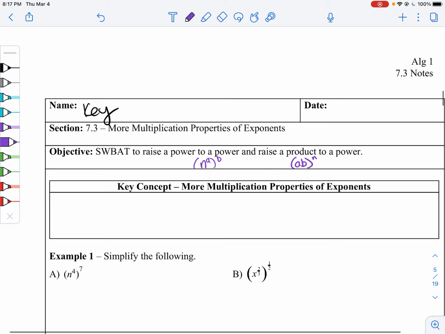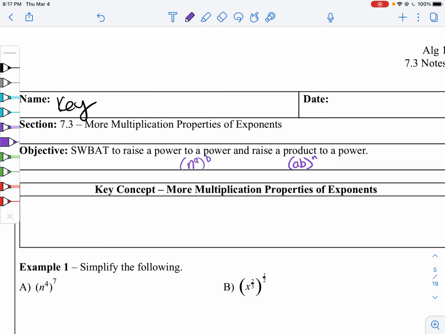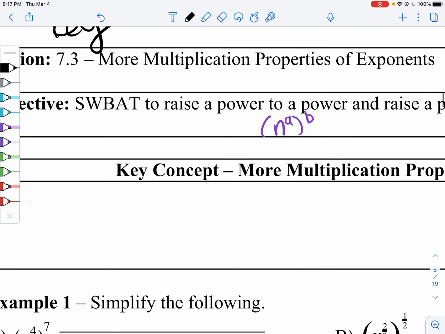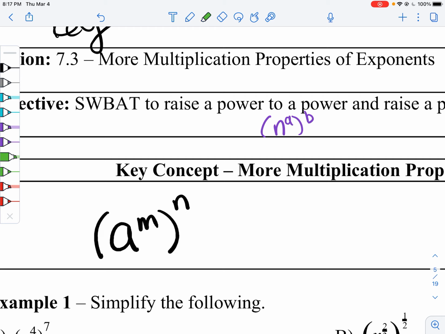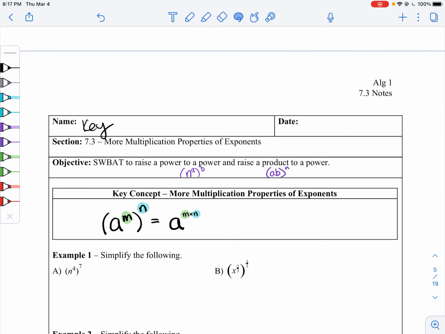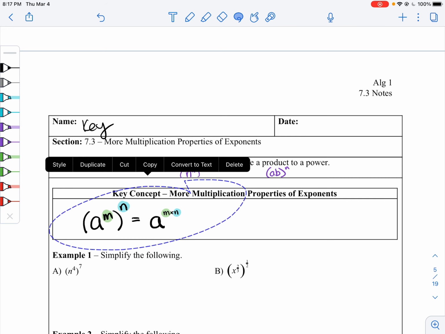Okay, so here's what happens. Let's say you have some number a to the mth power, and you raise that to the nth power. You've got one exponent here, and that whole thing is raised to another exponent. That's equal to a to the m times nth power. So you take those powers and you multiply them by each other. That's the first rule that we're going to use today. There's two of them, actually, so we're going to put this here.